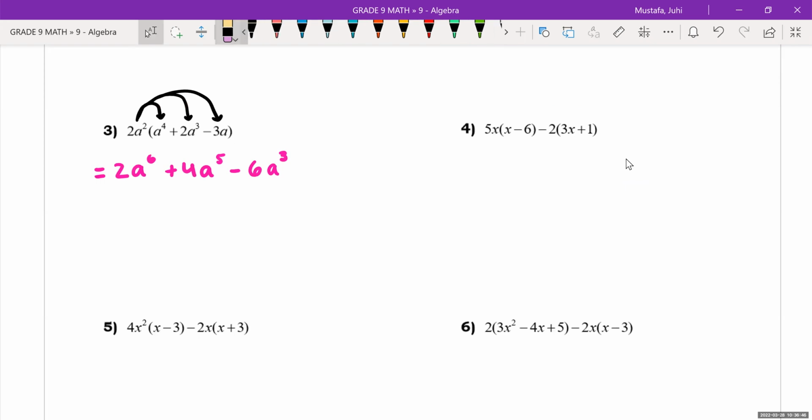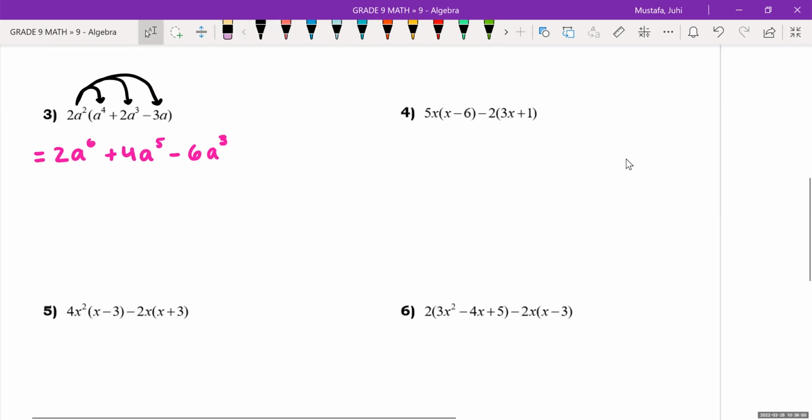All right. Now we're getting on to the harder questions. You're going to notice in question number 4, we have 2 separate brackets. So we're going to multiply the 5x to everything in the first bracket, and we're going to multiply the negative 2 to everything in the second bracket. All right, so let's try this. Can I get a volunteer to help me with the first bracket? Zishan, go ahead. Good. Can I get a volunteer to help me with the second bracket? Banujan, go ahead.